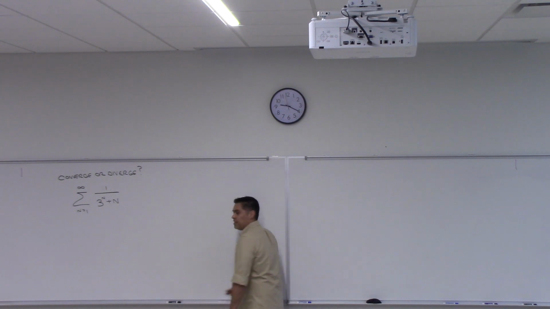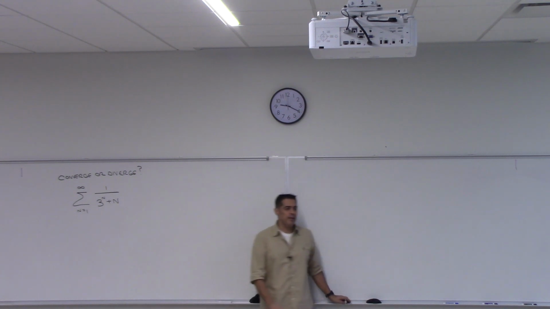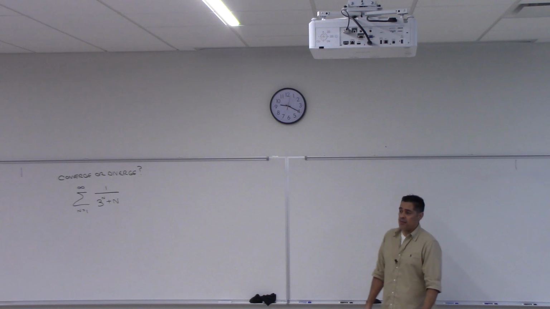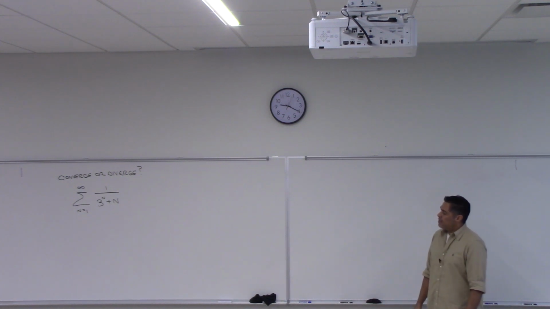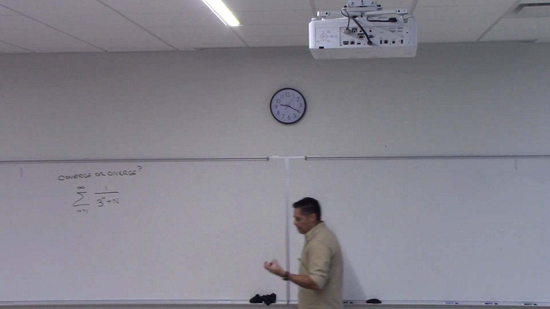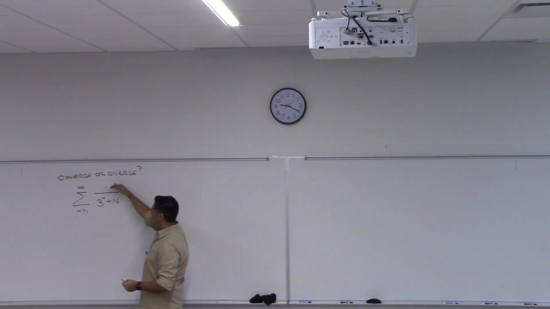So do you see what to do? Right? We don't have anything. Well, we now have this comparison test. So if you think about n, the n is going to get bigger and bigger. We already know that this ratio goes to 0.